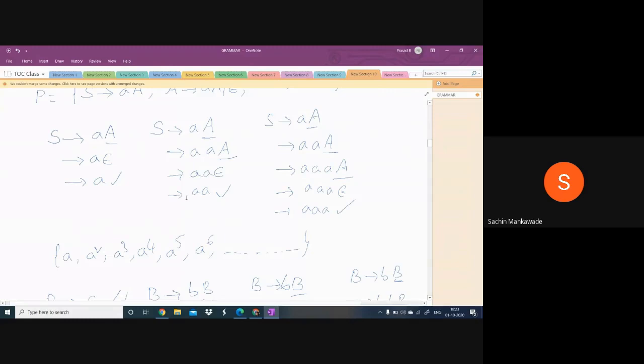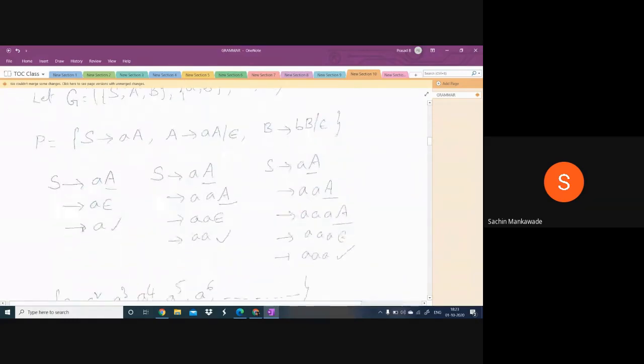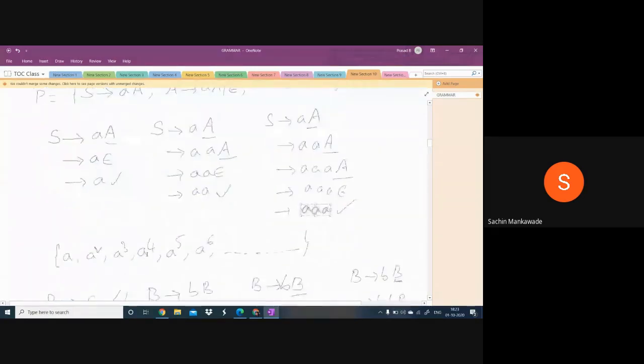Okay, good. Guys, look at this. This is the terminal string derived from S. This is also a terminal string derived from S. This is also a terminal string derived from S. Like that, A power 4, A power 5, A power 6. All these are terminal strings and they are derived from S. Therefore, all these strings belong to L of G.